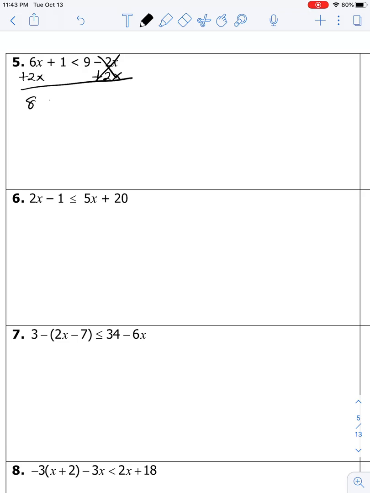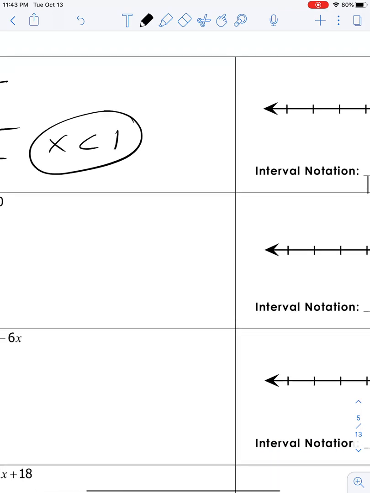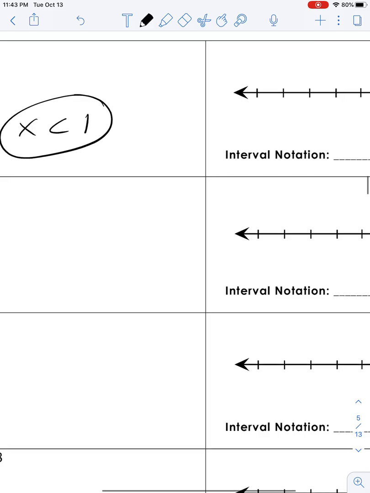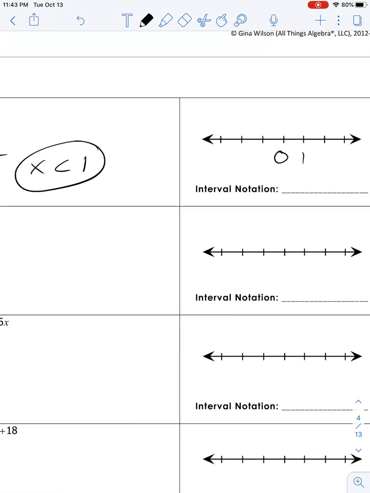So that's now gone. We get 8x plus 1 is less than 9. So now we're going to subtract 1. We get 8x is less than 8. Divide by 8. X is less than 1. All right, so we have our answer. So 1 would be right there. Blow it up a little bit. Open circle. Pointy part is facing the X, so we're going to shade to the left.